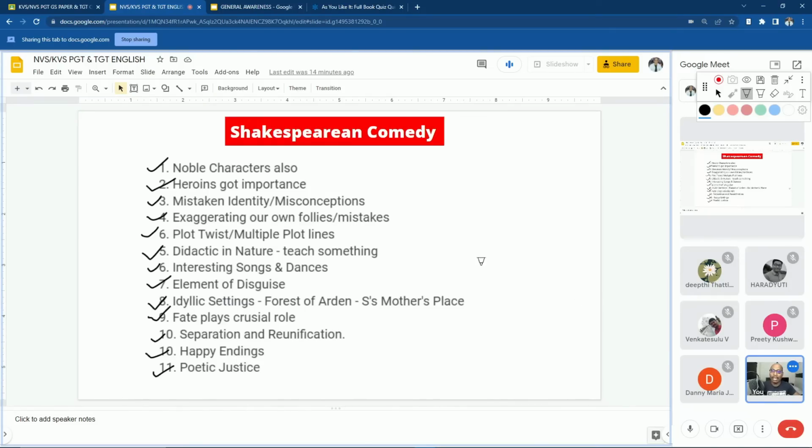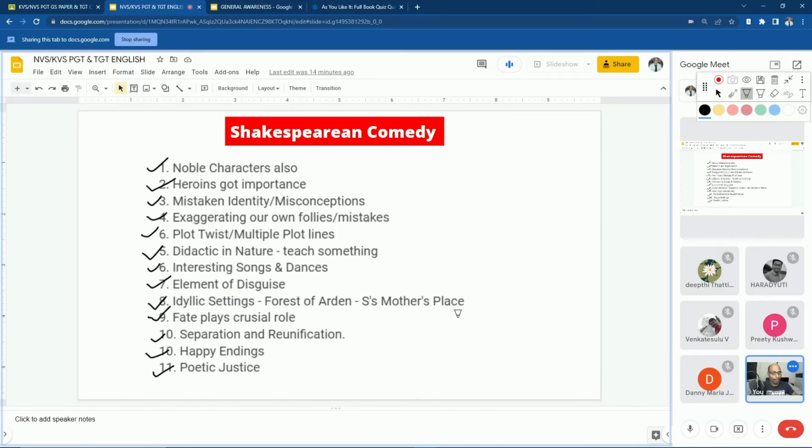Shakespearean comedy contains not only commoners, ordinary people, but noble characters also, and the common people can make fun of the noble characters. In Shakespearean comedy, heroines got importance, and mistaken identity or misconceptions are part of it, and exaggeration of own follies and mistakes.